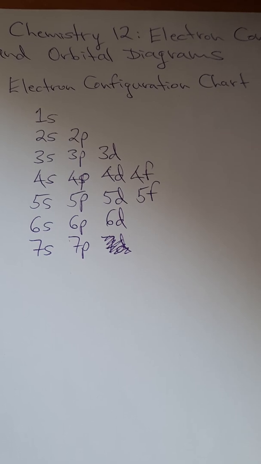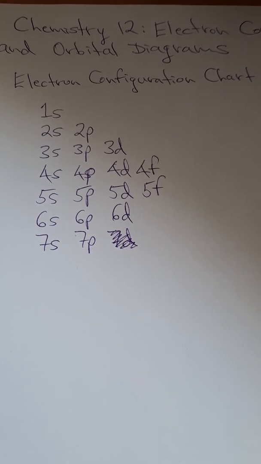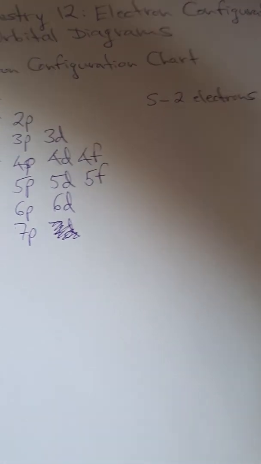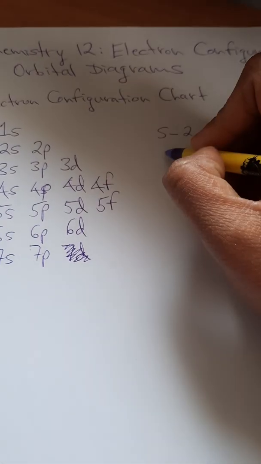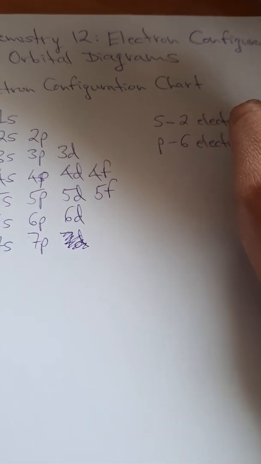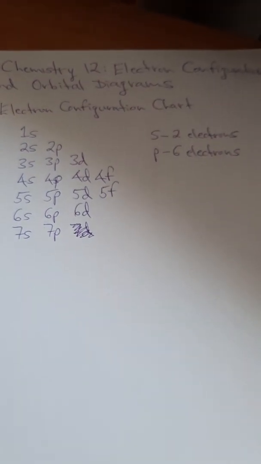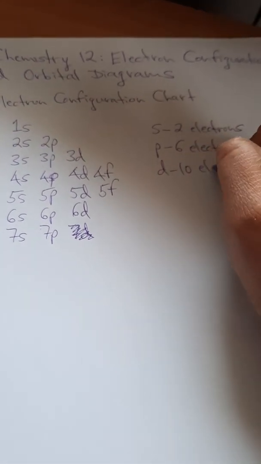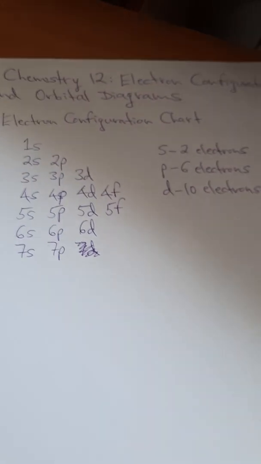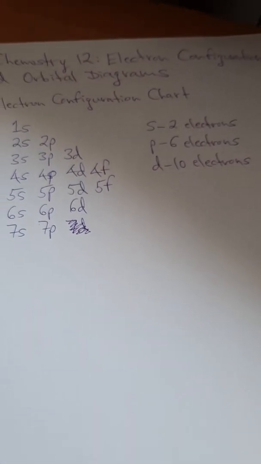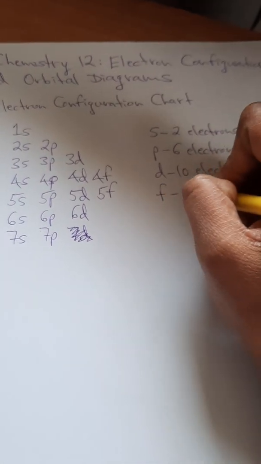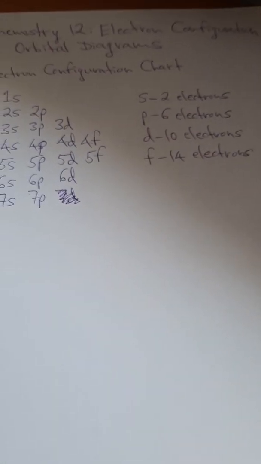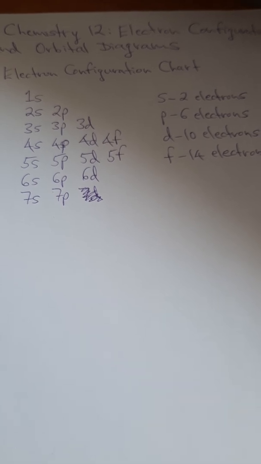Let's write down how many electrons each orbital can hold. Orbital S can hold up to 2 electrons. Orbital P can hold up to 6 electrons. Orbital D can hold 10 electrons, and orbital D actually represents the transition metals here. And orbital F can hold up to 14 electrons, and that's only if we're looking at an element with a really high atomic number.